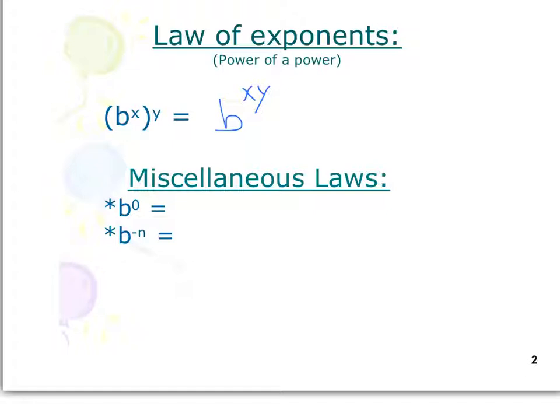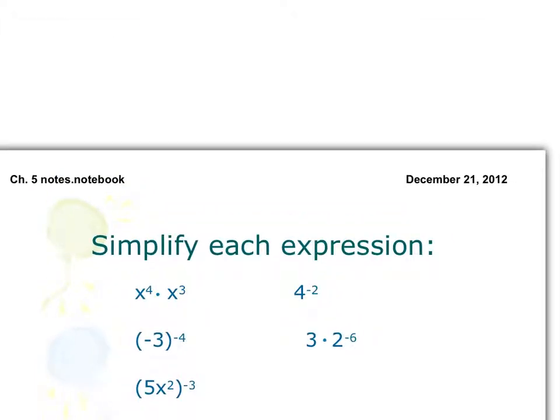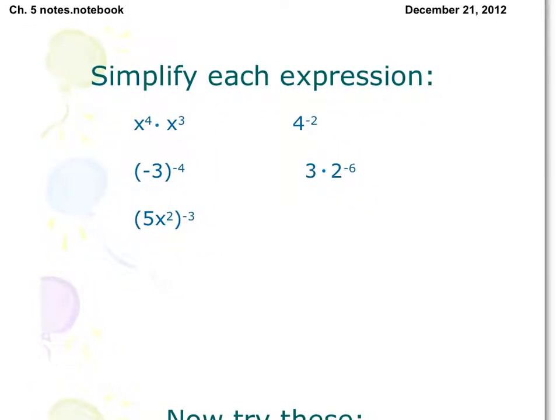Okay, and then lastly, a couple miscellaneous laws. Anything to the 0 power is 1. And if we have a negative exponent, we could write that reciprocal as 1 over b to the positive n. All right, some examples.